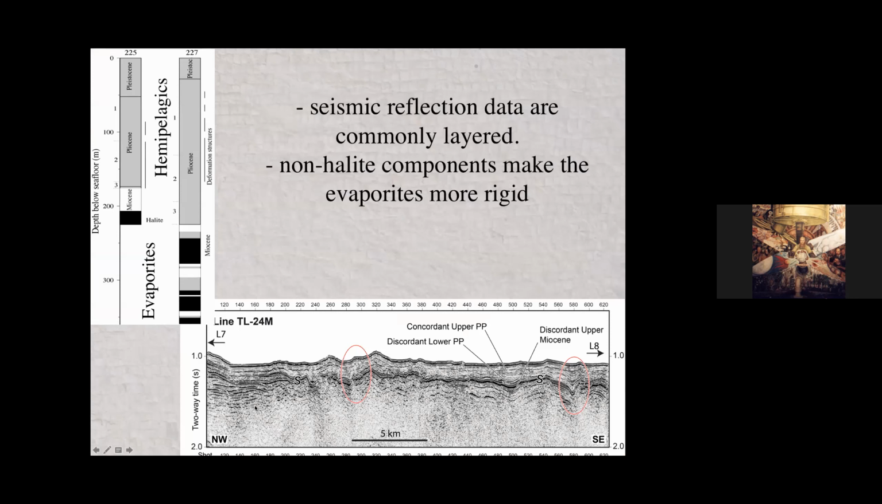So I worried about this and I've been told not to worry. It's mainly because the evaporites are actually layered, and they have these thicknesses of anhydrite, which make them more rigid than you would expect from the pure halite. We see that in some of our seismic data. We see this layering.